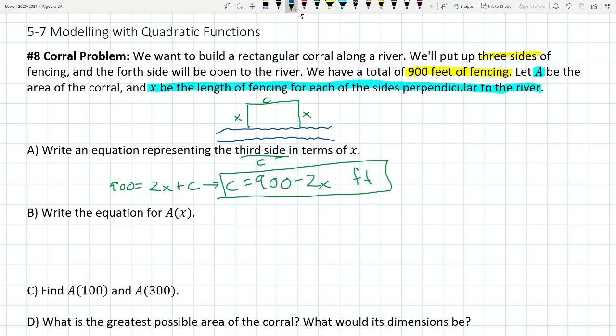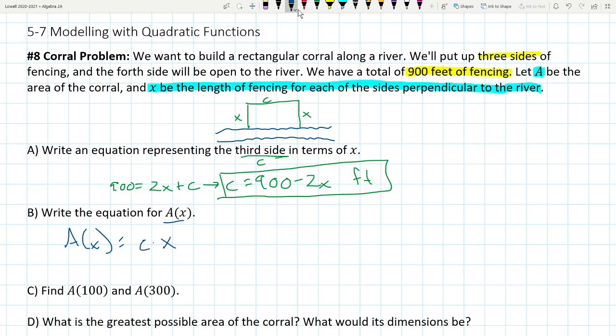Anywho, so let's write an equation then for A of x. A of x, well, we know it's a rectangle, and A is the area. So again, it should be A of x because A is a function of x. Whatever x is, A depends on it. Okay, so that would mean that the area is going to be length times width. So that would have to be c times x for this rectangle.